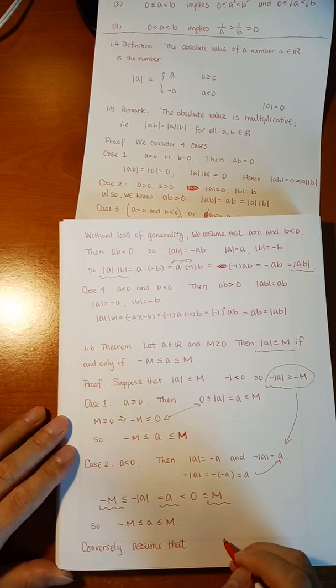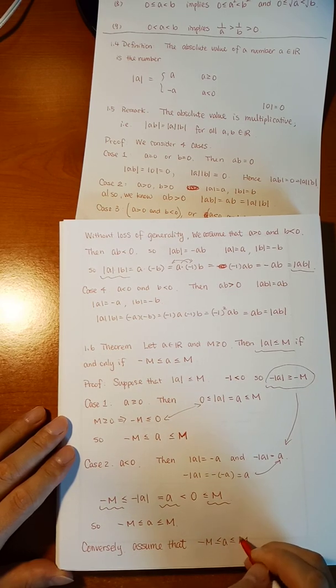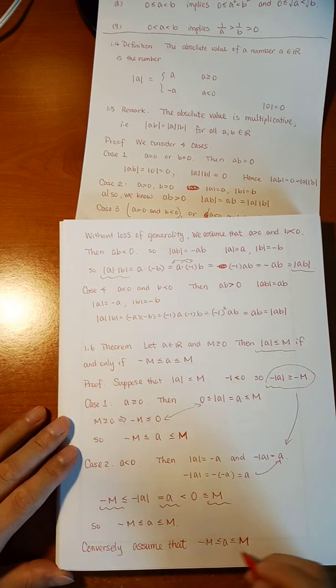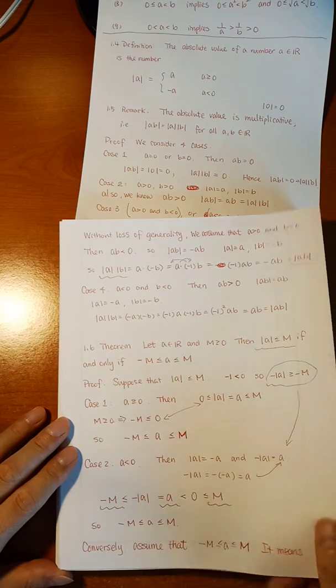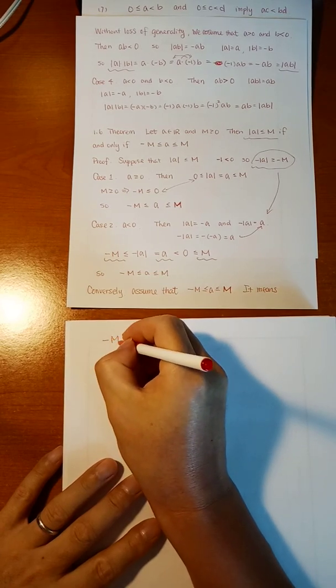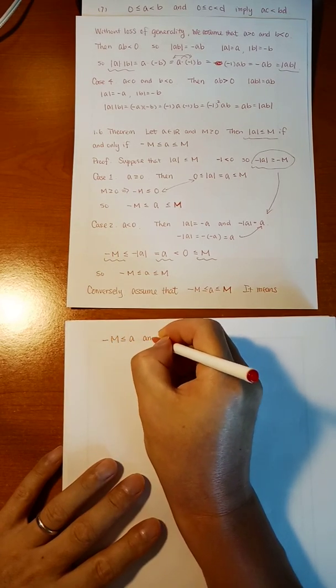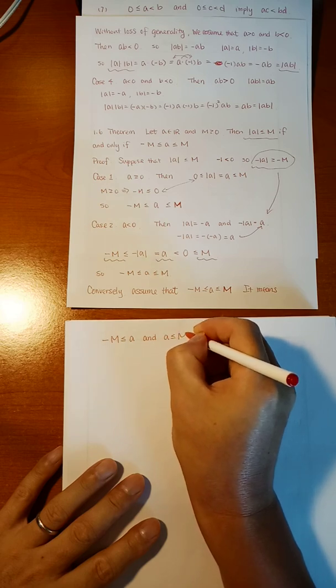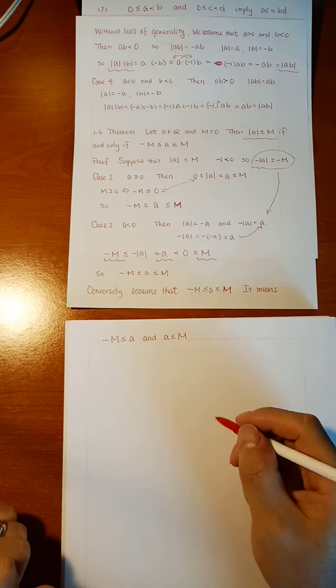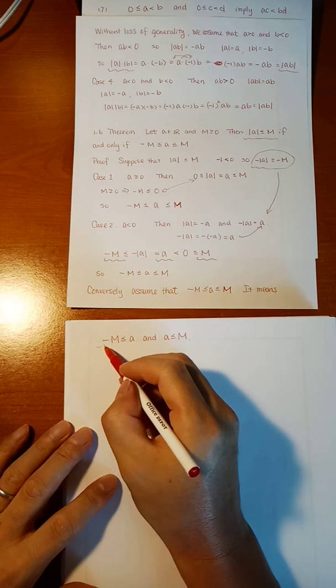Assume that a is between negative m and positive m. This chain of inequality means negative m is less than or equal to a, and a is less than or equal to positive m. All right? So this one is okay.